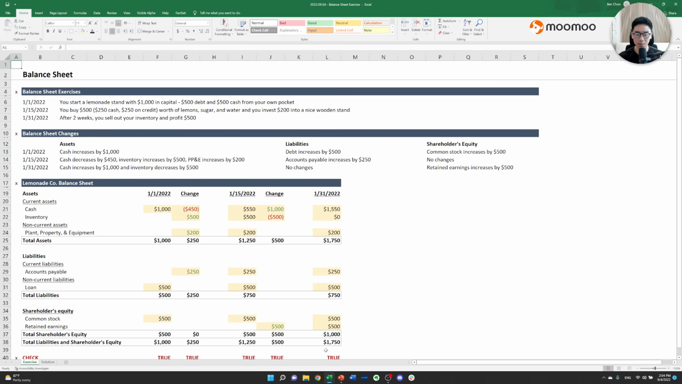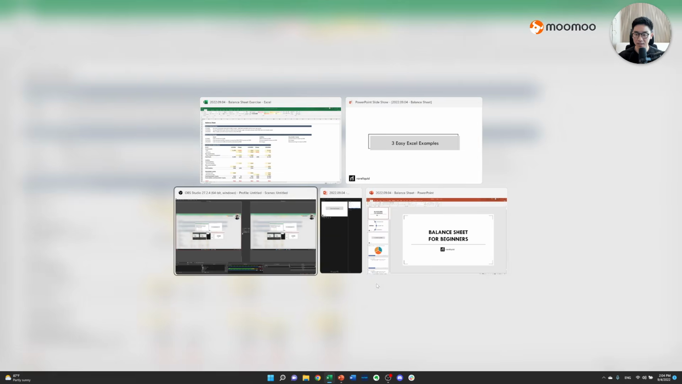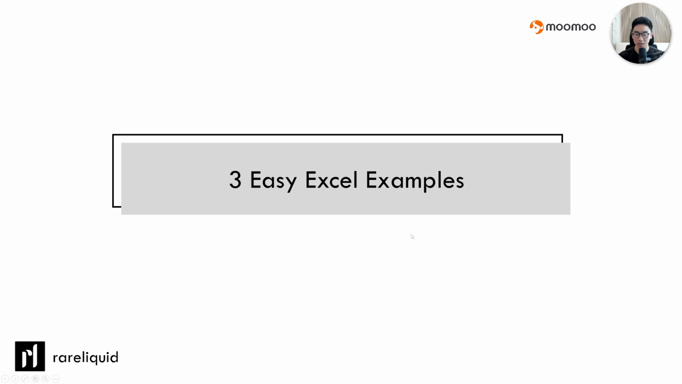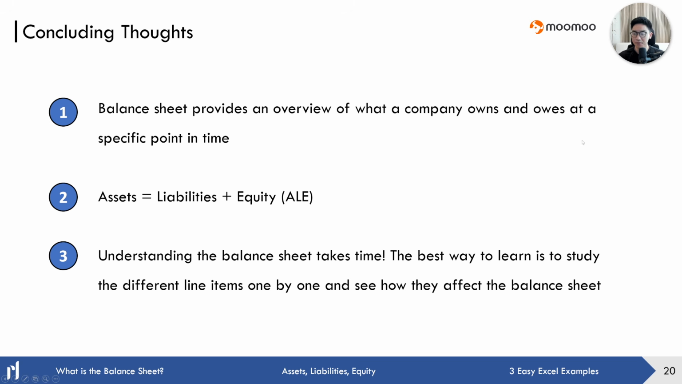If this is your first time going through this kind of stuff, I know it might have gone past your head a little bit, but that might be a good segue into some concluding thoughts. So first of all, the balance sheet provides an overview of what a company owns and owes at a specific point in time. Second, don't forget the golden rule, which is assets equal liabilities plus equity, which is simply memorable as ALE. And then lastly, this is a point I really wanted to get to.